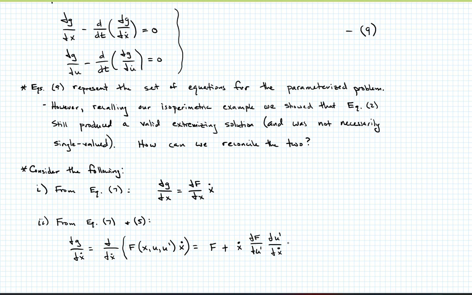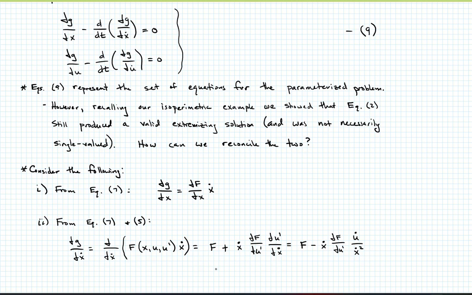And we know what the partial of u prime with respect to x dot is, because u prime is given as u dot over x dot. So we can write this as f minus x dot times the partial of f with respect to u prime times u dot over x dot squared.